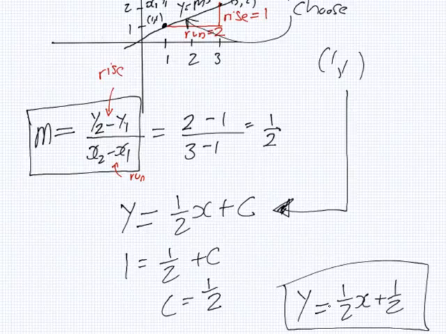One is rise and the second is what? Run. R-U-N. Okay, can you write that down? Do you have that?